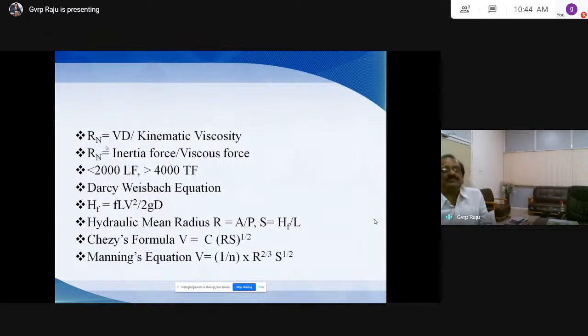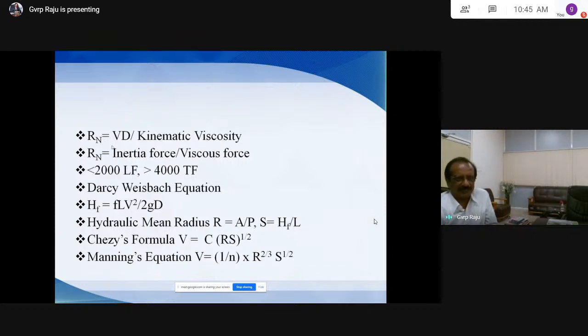Kinematic viscosity is different from dynamic viscosity. This is a very important chapter, and it also provides the equations and the background of the equations. The Reynolds number is a number, so obviously there should be no units here. Sometimes it will be confusing, because it has been given with some units, but it has no unit.